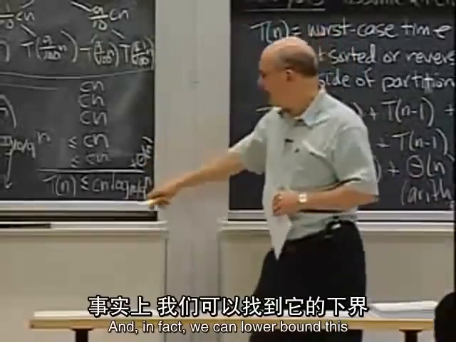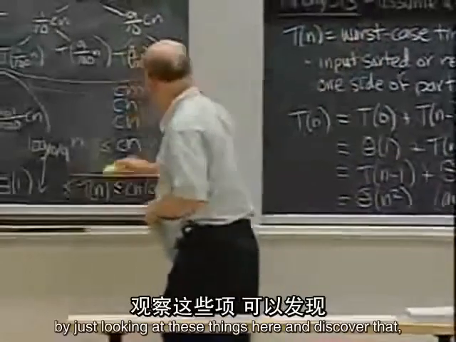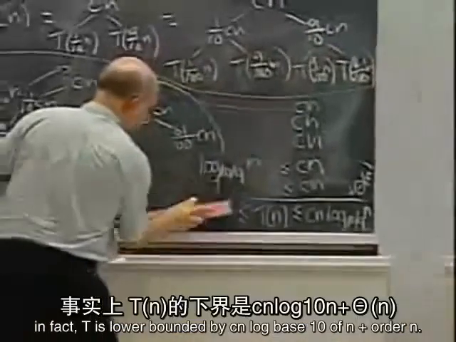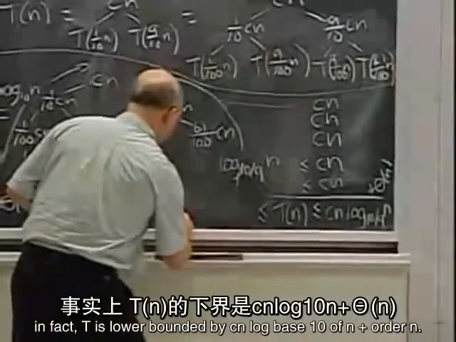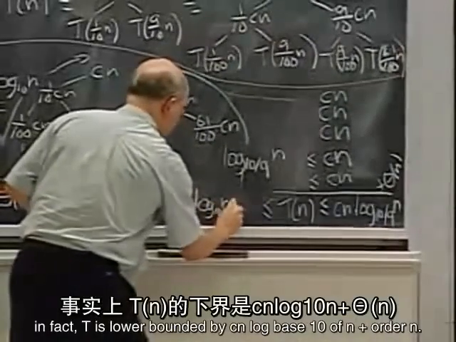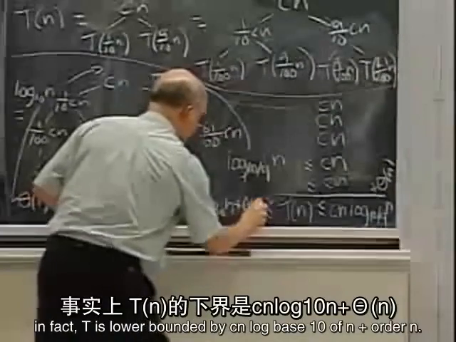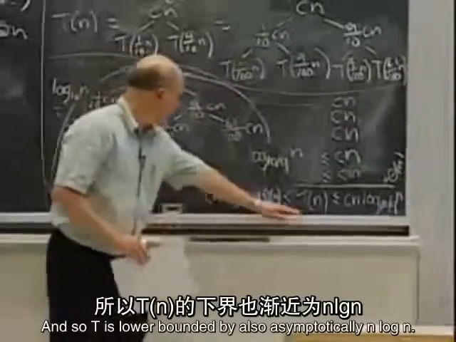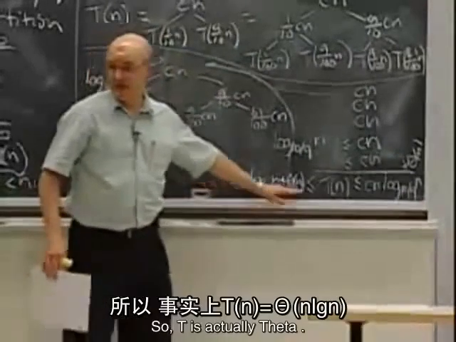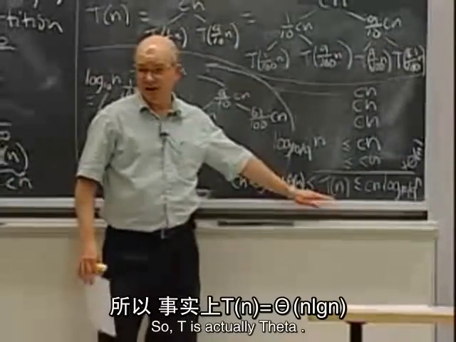Okay? And in fact, we can lower bound this by just looking at these things here and discover that, in fact, T of n is lower bounded by Cn log base 10 n plus order n. And so T of n is lower bounded by also asymptotically n log n. So T of n is actually theta of n log n.